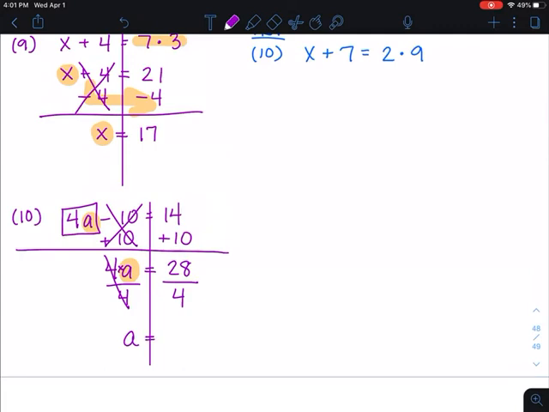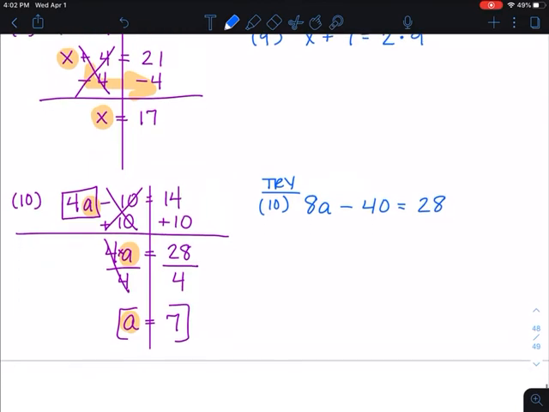Our 4s will cancel. A is equal to 28 divided by 4, which is 7. So a equals 7 is our final answer. A is by itself, so we're done. Alright, so I want you to do 8a minus 40 is equal to 28.